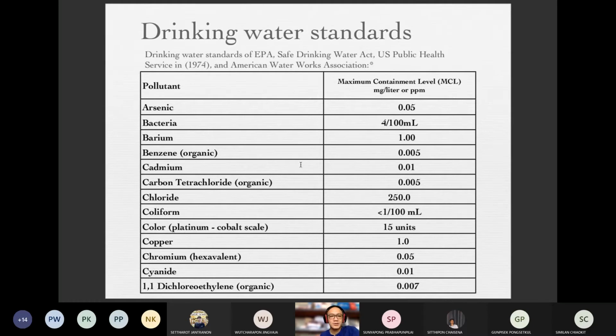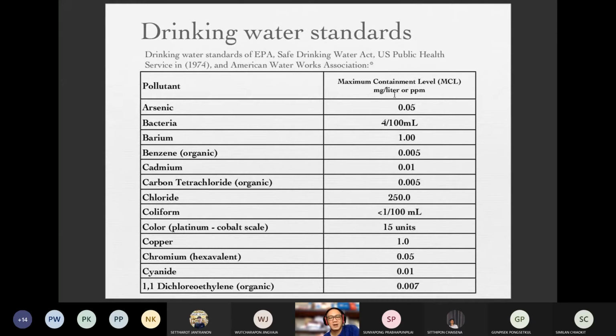There are a number of parameters. Starting with A, arsenic should not be higher than 0.5 milligrams per liter. Milligrams per liter and ppm are equivalent. For contaminants in water, if the unit is 1 milligram per liter, it is also equivalent to 1 ppm. So 1 ppm and milligram per liter are basically the same unit in the case of water as a solvent.